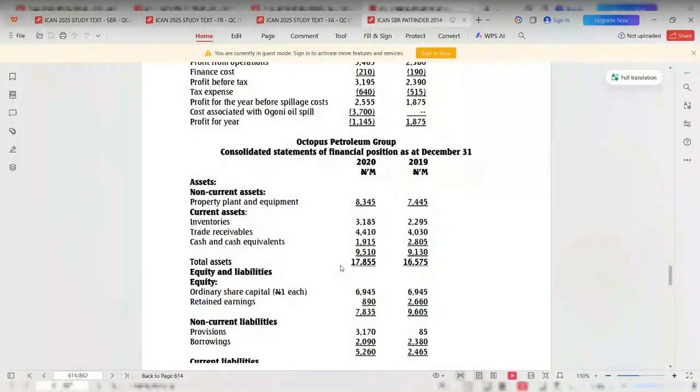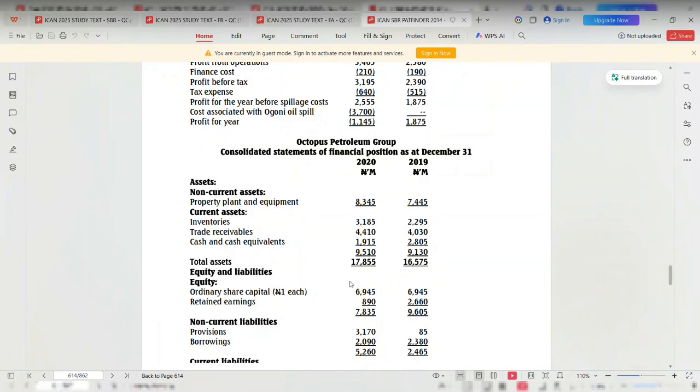Our total asset happens to be 17,855,000. 17,855,000 minus... don't forget the accounting formula that says our asset equals equity plus liability. Now we want to know our equity. So if we make equity the subject of the formula, we will have asset minus liability. So what is our asset? Our total asset is 17,855,000 minus what is our total liability?